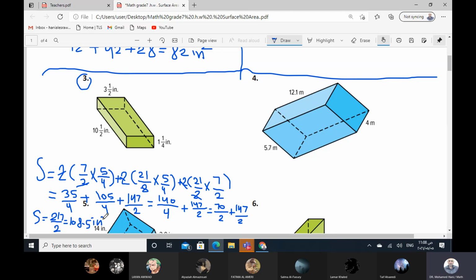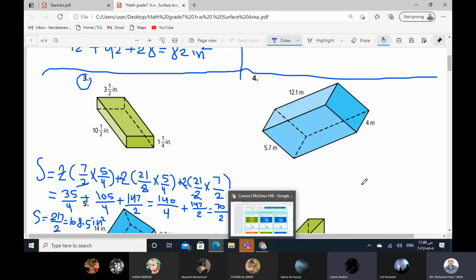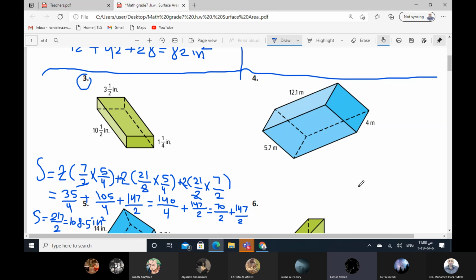Mister, yes. Here I didn't switch them to a fraction. I made them decimal and I got the same answer. Yes, no problem. You can change it from a mixed number to a decimal, no problem, the same idea. Who has any question here? No question. Okay.